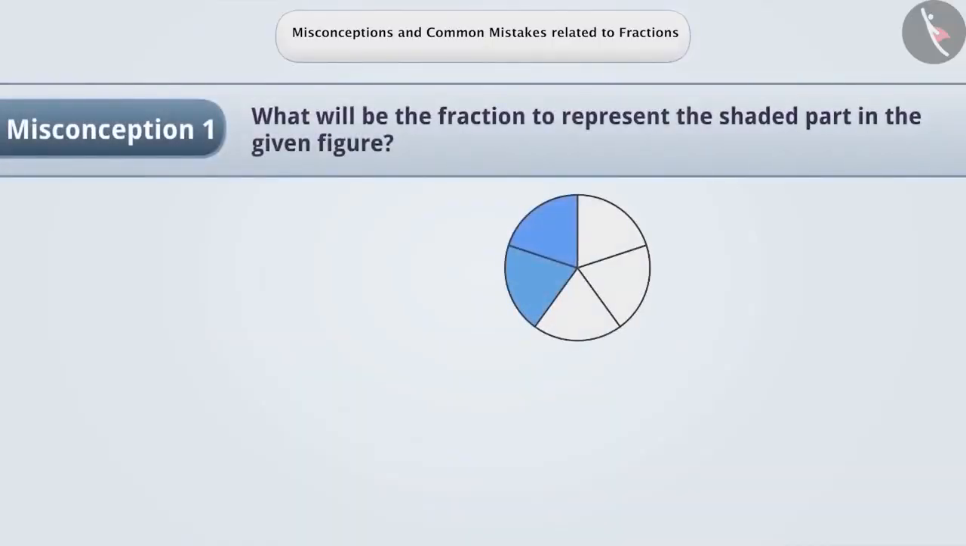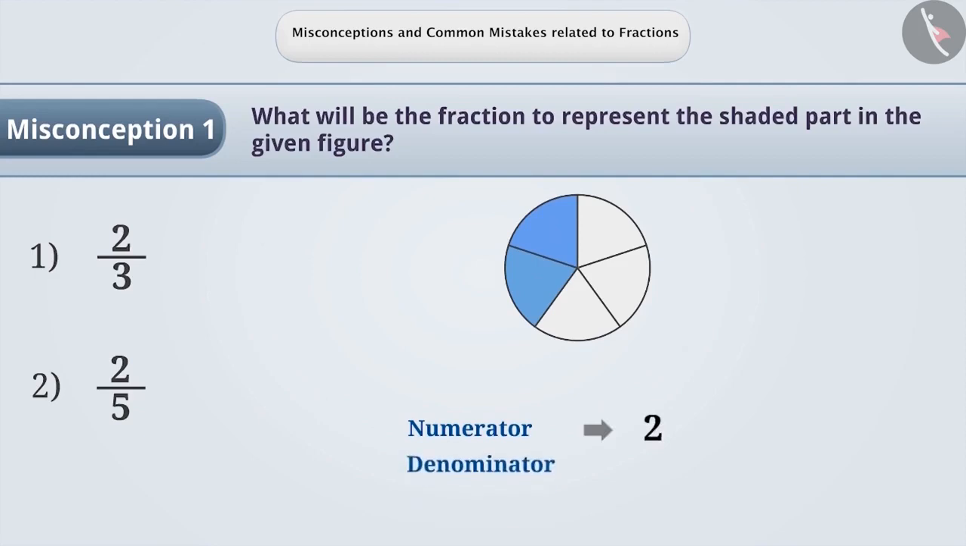Misconception 1. What will be the fraction to represent the shaded part in the given figure? Sometimes, while representing a fraction, it is understood that the numerator corresponds to the number of shaded parts of the figure and the denominator corresponds to the remaining part that is not shaded. By doing so, the fraction is represented as part by part. This is a misunderstanding. It leads to the incorrect answer, option 1.